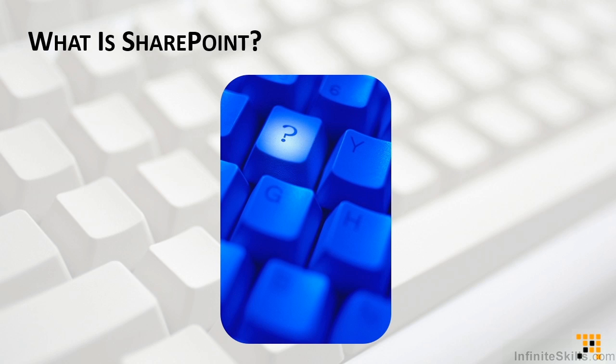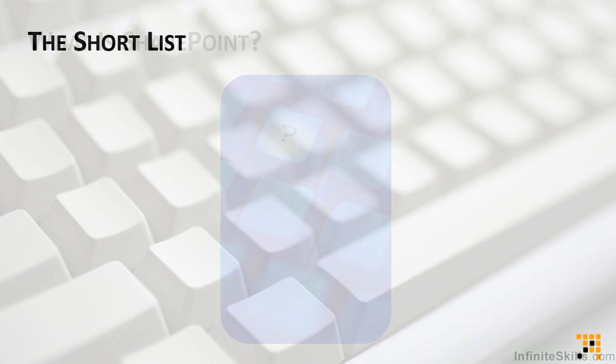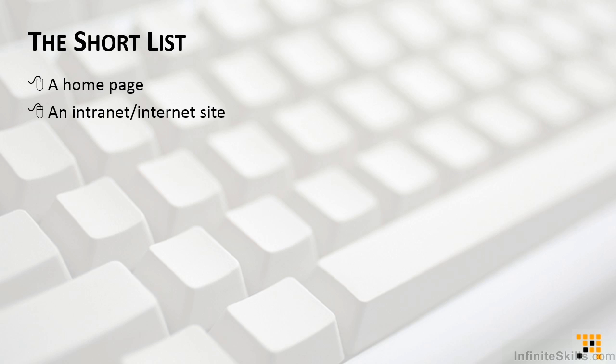That's because SharePoint isn't one thing. It's a collection of components and services. Let's see if we can narrow that down a bit to make it a little bit more clear. When we talk about the short list of what SharePoint is, we need to take them one at a time. First, SharePoint is a home page. More appropriately, it's an intranet or an internet site made up of web pages that display data. Wow, there actually was a lot in that one initial statement.